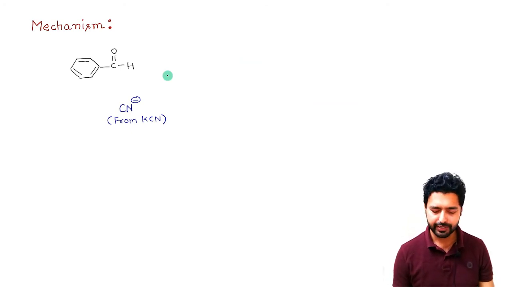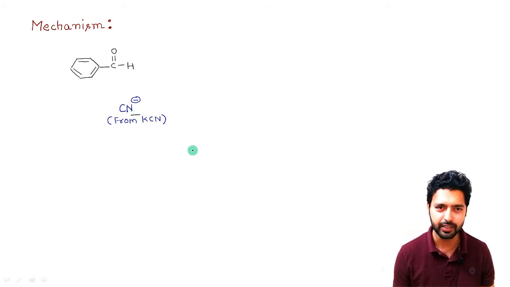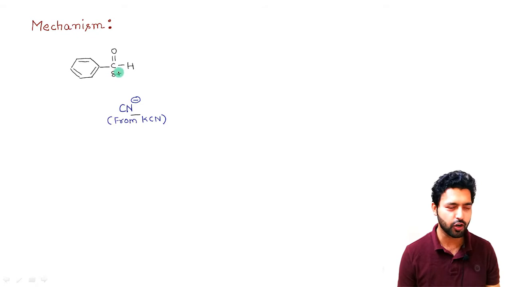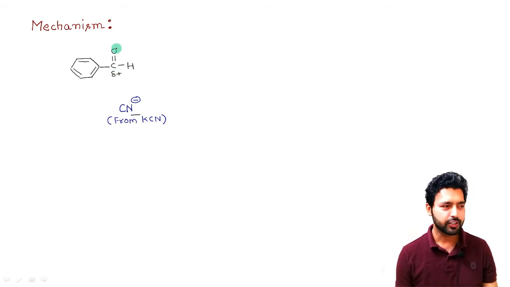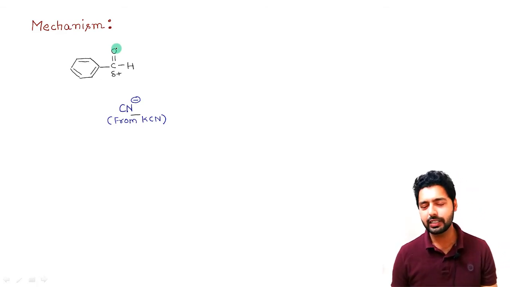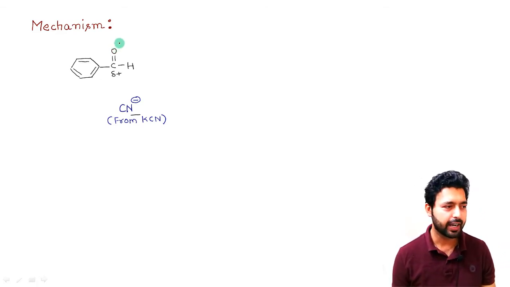You can see here the cyanide ion that is generated from the potassium cyanide will act as the nucleophile in the first step. We all know that the carbonyl group will have a partial positive charge on the carbon atom because it is attached to the more electronegative oxygen atom, and obviously the oxygen will have a partial negative charge, right? So what will the first step be?